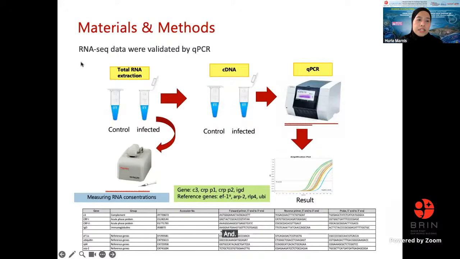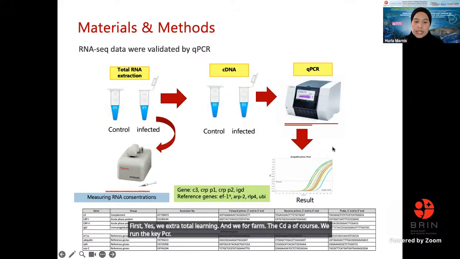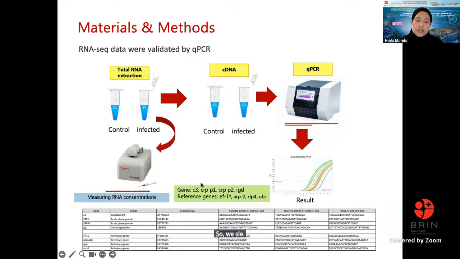The RNA sequencing data were validated by qPCR. First, we extracted the total RNA and prepared the cDNA. Then we ran the qPCR. We selected 14 genes for validation, and we used reference genes to validate the RNA sequencing data. This is all the genes that we used, either as target genes or reference genes.